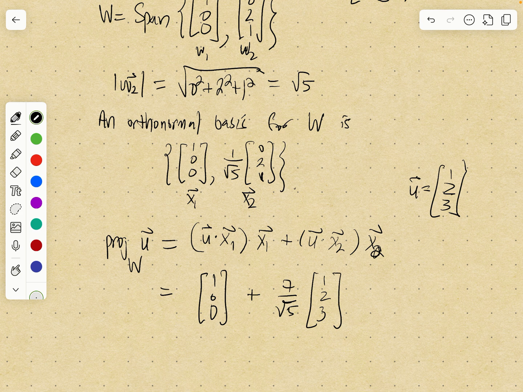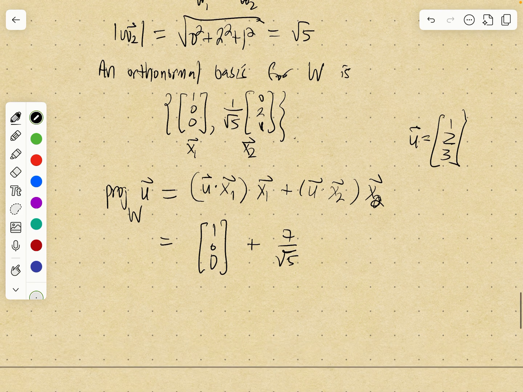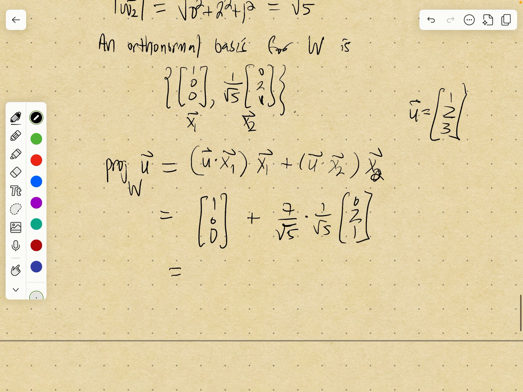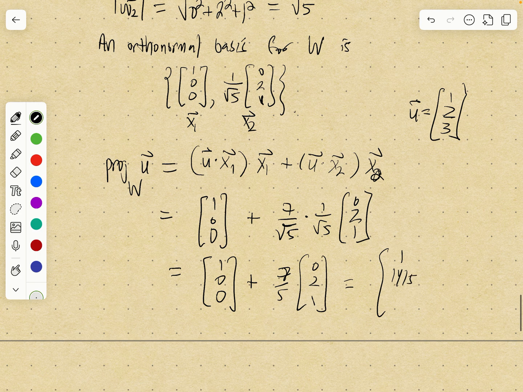Oh wait, it's 7/5. Sorry, I messed this up. This should be x2. Right? I used the wrong vector. Okay. This, and then x2 is 1 over root 5, 0, 2, 1. There we go. So this is equal to 1, 0, 0 plus 7/5, 0, 2, 1. And this is in fact equal to 1, 14/5, 7/5.